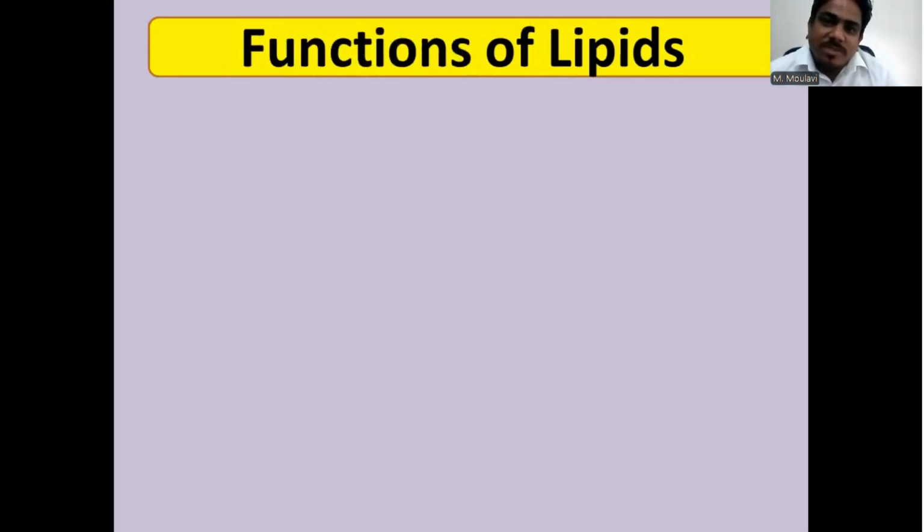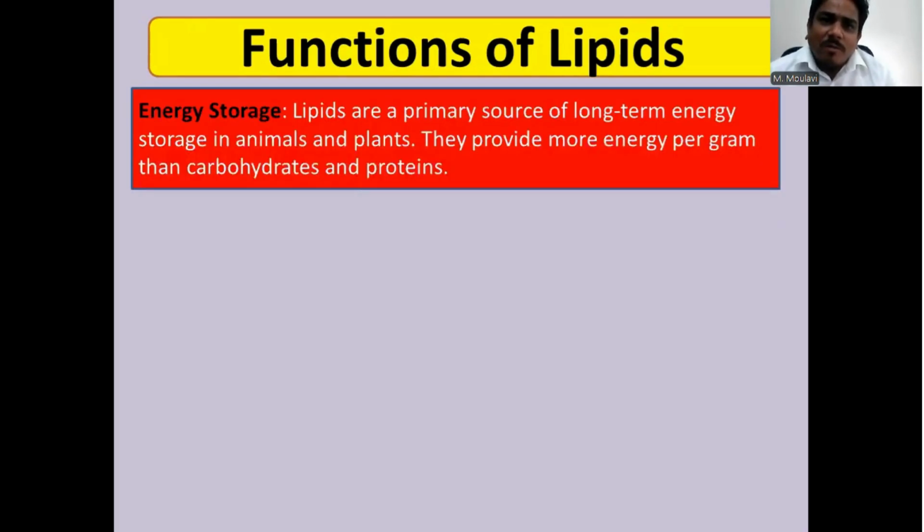Let us look at the functions of lipids. The functions of lipids are countless, but here we are looking at the general functions. Lipids perform the role of energy storage, and they are the primary source of long-term energy storage in animals and plants. We know that in our body fats are stored, and during starvation the lipids are utilized for energy generation. So they provide more energy as compared to carbohydrates and proteins.